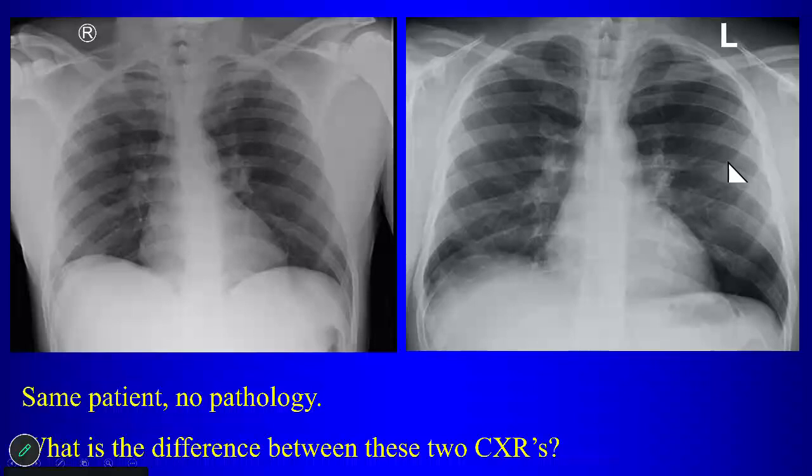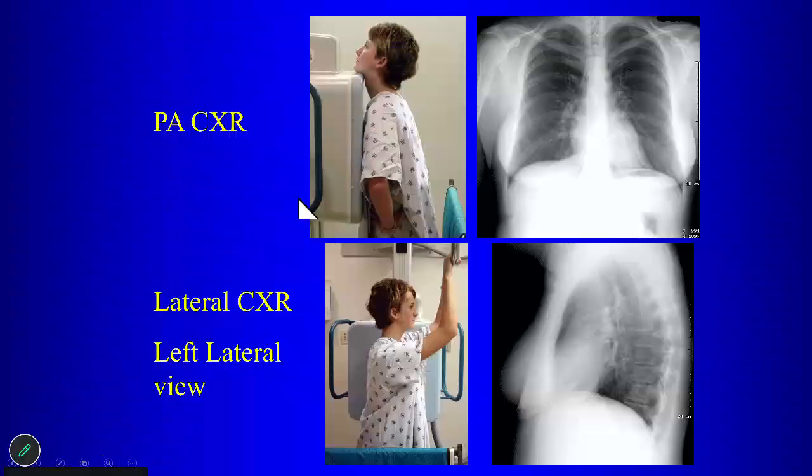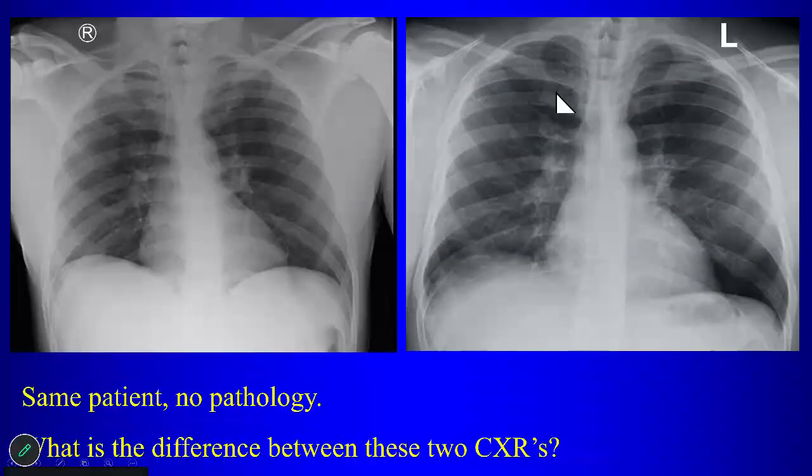In general, the quality of the PA chest X-ray is better than the quality of the AP chest radiograph. When we take the PA chest radiograph, we also ask the patient to rotate the shoulders forward, and the idea is to get the scapula off of the lungs, okay?